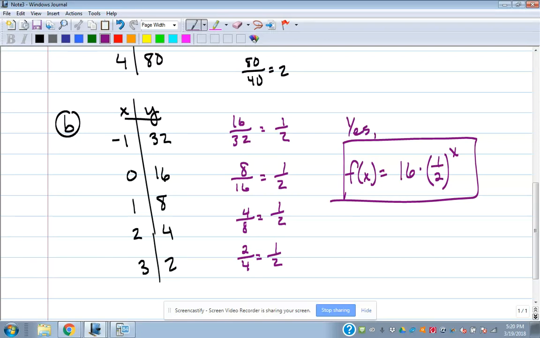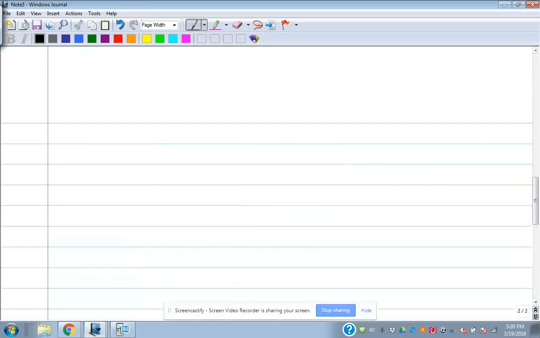Deciding if it's exponential: ratio of the Y values. Quick way to decide that. A little bit better sometimes than graphing, because with graphing, if you only got 3 or 4 points, you may not get much of the curve, so it's hard to tell. But the ratio of the Y values will always tell you that.